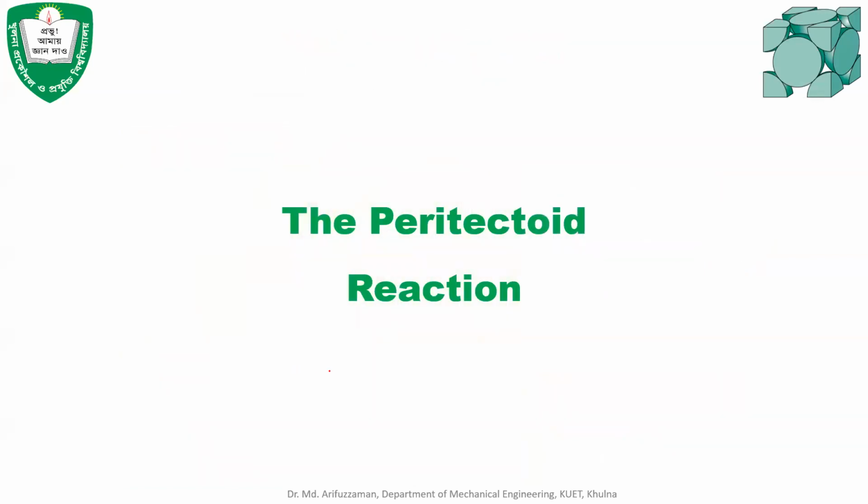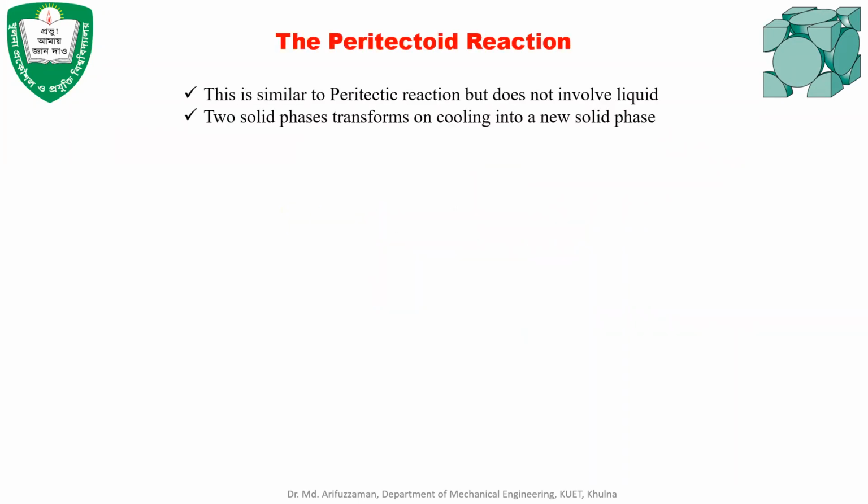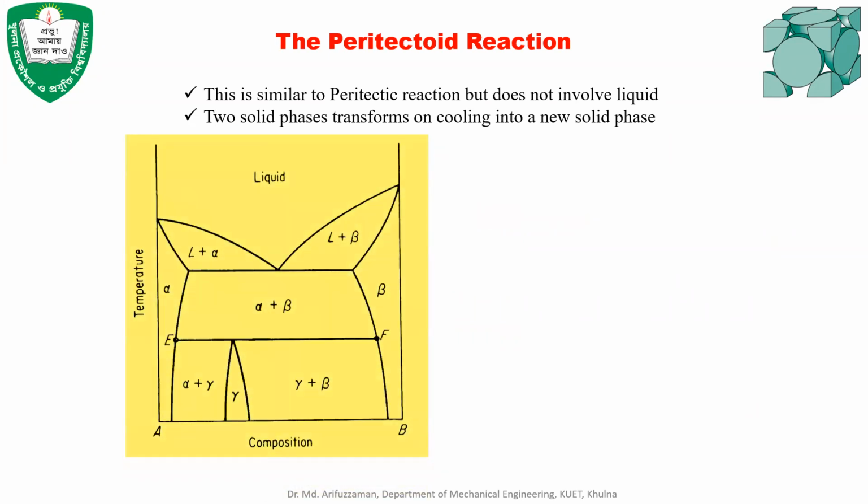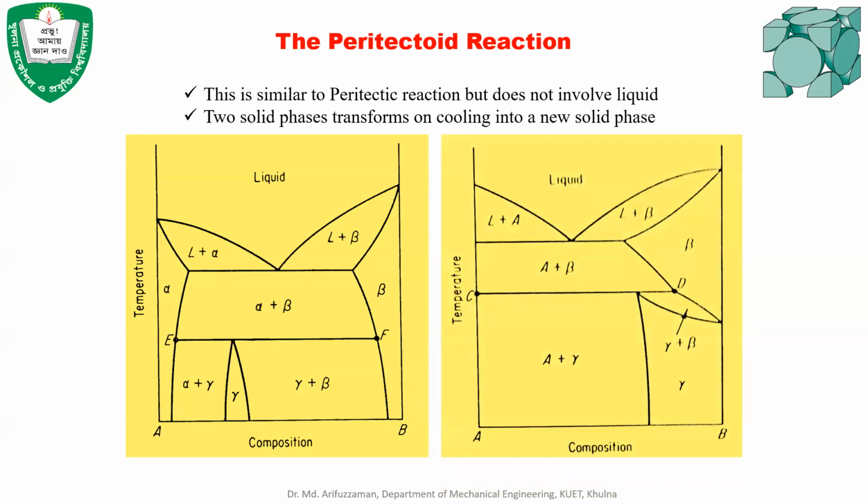Okay, so the next is the peritectoid reaction. It is similar to the peritectic reaction, but it does not involve liquid. It occurs in the solid state. And in this reaction, two solid phases transform on cooling into a new solid phase. That means solid 1 and solid 2 react to form solid 3.